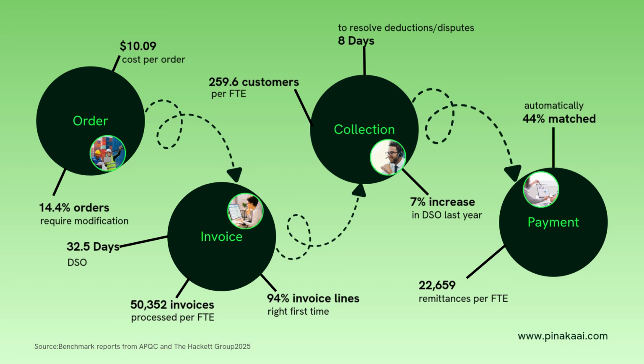Once it moves to collections, there are some other metrics which are important. On an average, a collections agent has around 259.6 customers to be managed, average customer contacts to be managed within the year. It takes 8 days to resolve any customer deductions or disputes. And of late, there has been a 7% increase in DSO observed in the last year for the food and beverage industry. When it comes to payment, on an average, an FTE receives around 22,659 remittances per year. 44% of these are automatically matched.